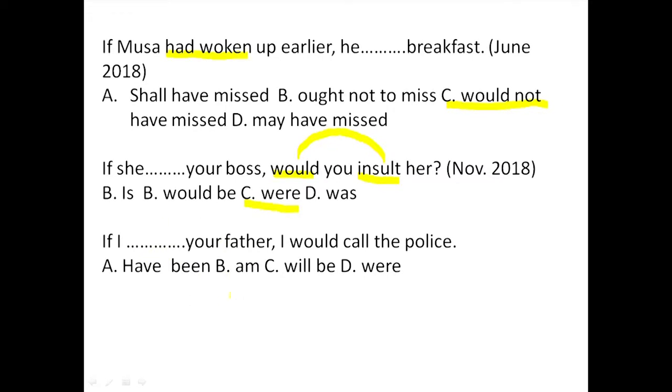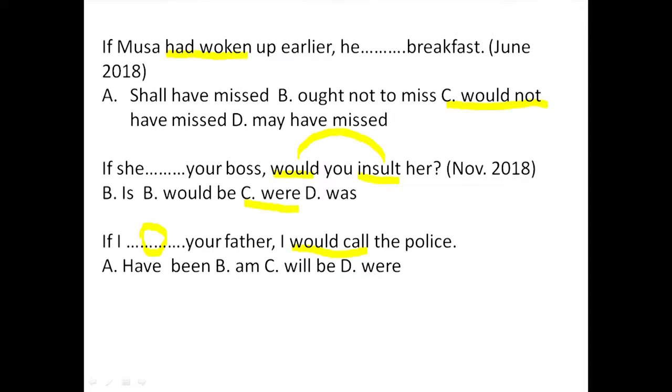So we come to the last question. If I dash your father, I would call the police. Again, past question. Now we have for the consequent clause, we have what? Would call. So we have would call. What do we require? We require past tense to occupy this place to fulfill the demand of condition 2.